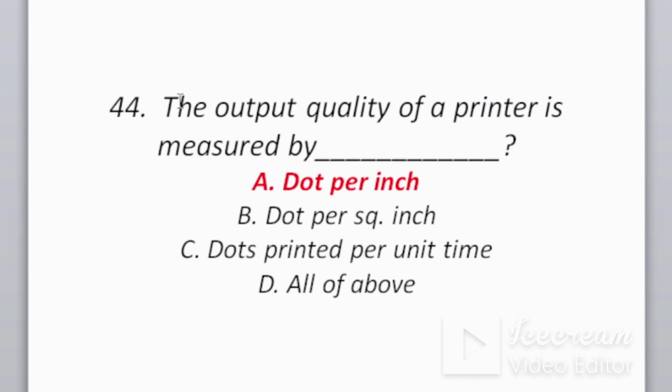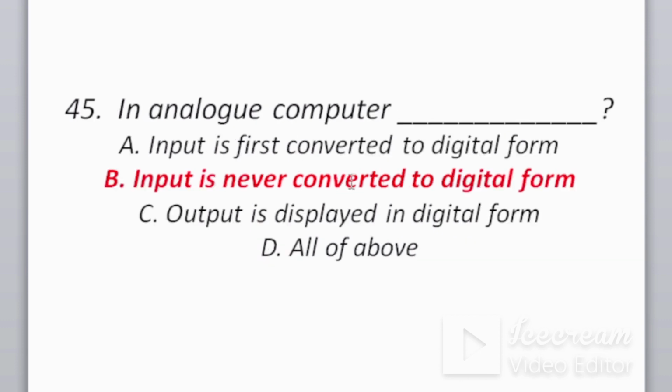44. The output quality of a printer is measured by dash. A. Dots per inch, B. Dots per square inch, C. Dots printed per unit time, D. All of the above. The correct answer is dots per inch, option A.